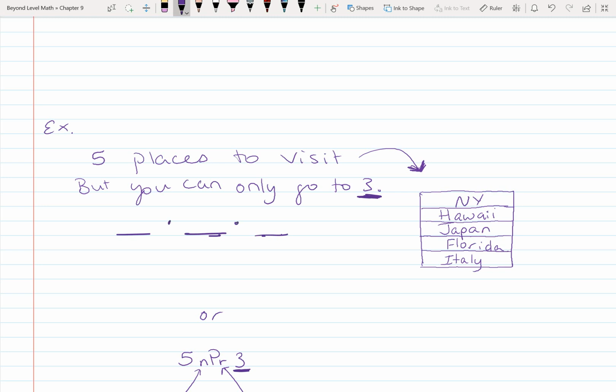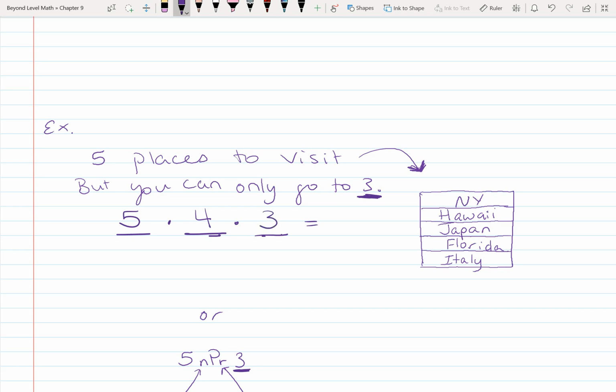Just like the fundamental counting principle, we're going to multiply. Now we've got 5 places to visit. So for the first place, we've got 5 options. For the second place, again, we're not staying there, so we only have 4 options, right? If we chose to go to New York for the first one, well then for our second one, our only options are Hawaii, Japan, Florida, or Italy. Now for our third option, we only have 3, right? So if we go to New York, then we go to Hawaii, we only have Japan, Florida, or Italy to choose from. So I'm going to put 3 here.